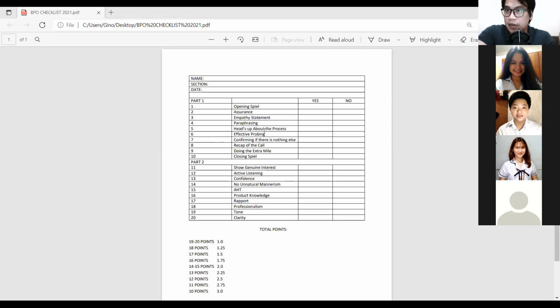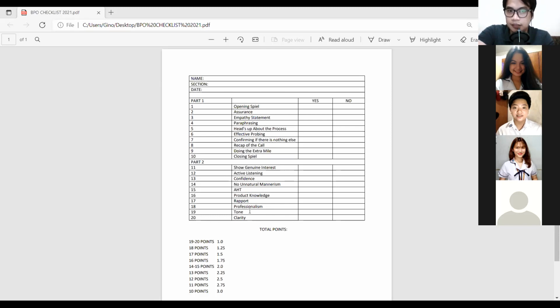Paraphrasing, heads up about the process. So, ito class, 5 onwards, medyo intimidating na to sa inyo. So hindi ko muna to explain. Basta ito yung ipapractice natin for the whole semester. Okay? Para yung call flow is natural. Okay? So ito yung present sa final assessment natin.